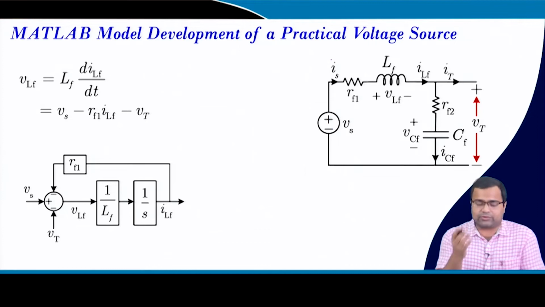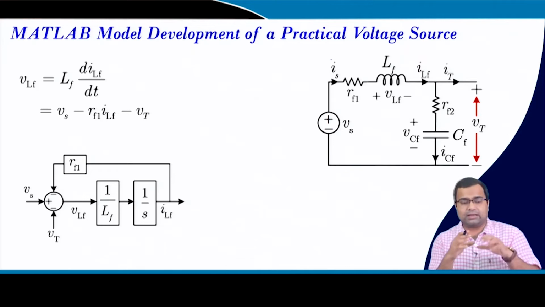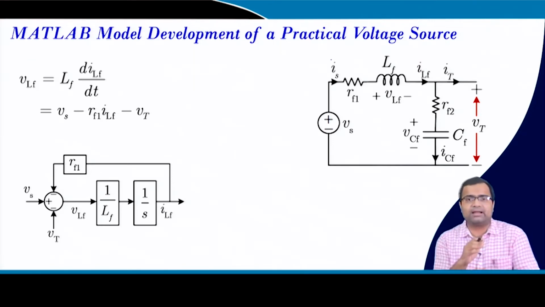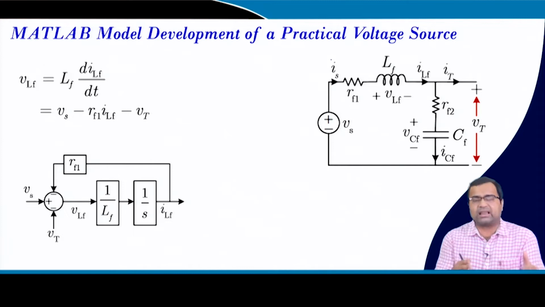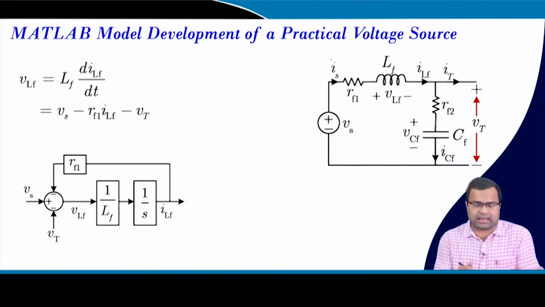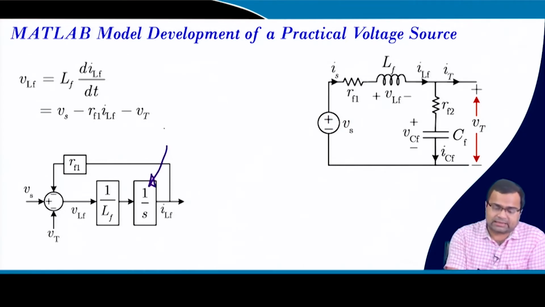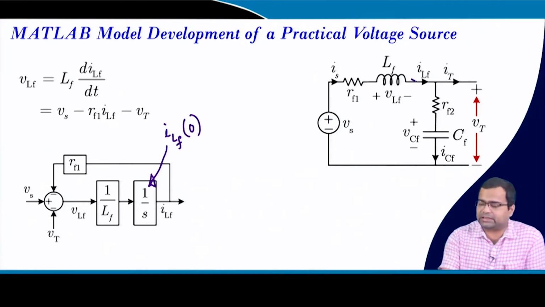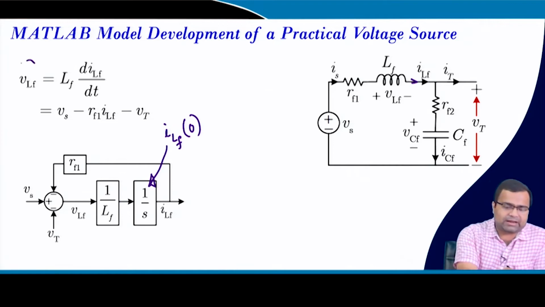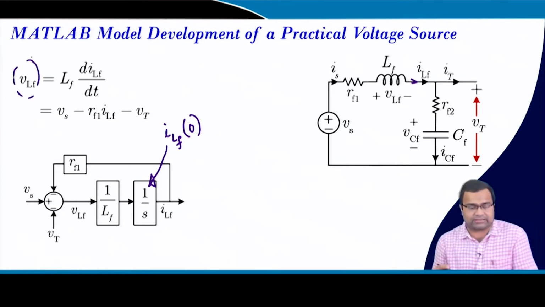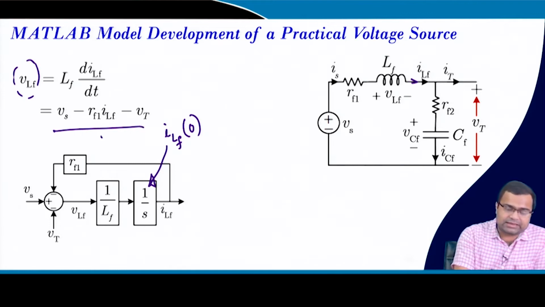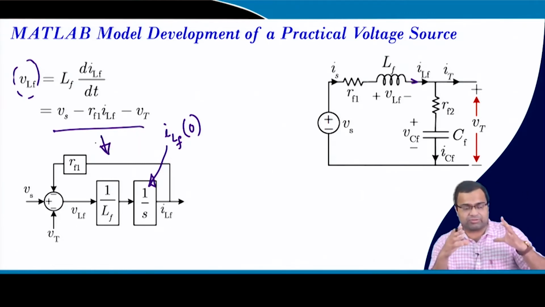In order to do this, we need to develop the MATLAB model of the source. We have already discussed in lecture number 4 how to build a model which can be used for simulation, and this is a similar approach, which is why I am not going into detail again. Here you can set the initial value of the filter current which is passing through this inductor. And again you can write the voltage across the inductor as a differential equation, and from this equation you can get this model. That means you can realize this equation using this model.